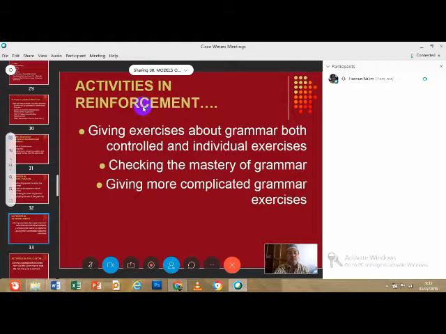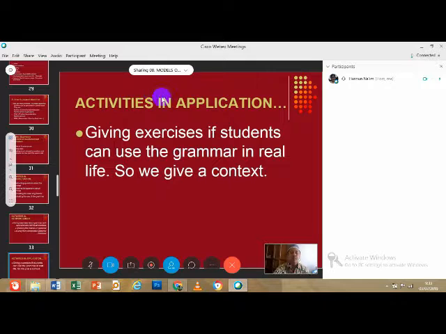Then activities in reinforcement: giving exercises about grammar, both controlled and individual exercises, checking the mastery of grammar, giving more complicated grammar exercises. Activities in application: giving exercises to see if students can use the grammar in real life, so we give a context.